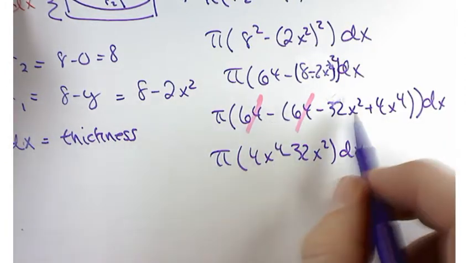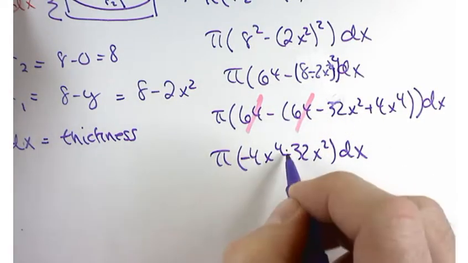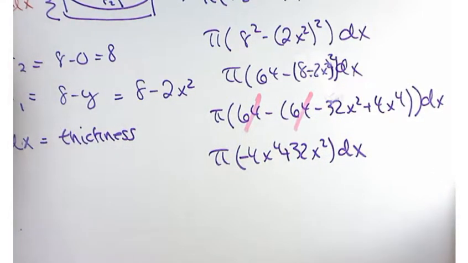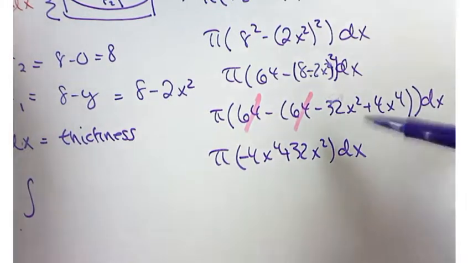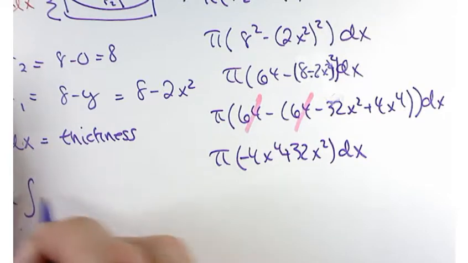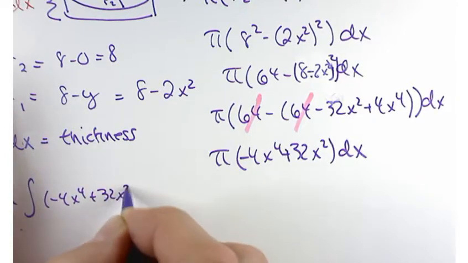Oh, is it going to be a plus, sir? Let's see, if I distribute that, yeah, this would be a minus and that'd be a plus. Thank you. Last but not least, we need to set up the limits of integration. I'll take the pi out in front, negative 4x to the 4th plus 32x squared.